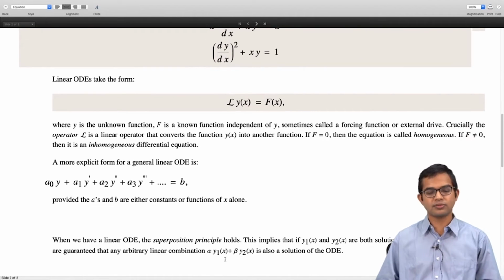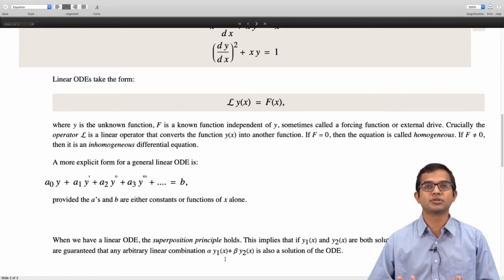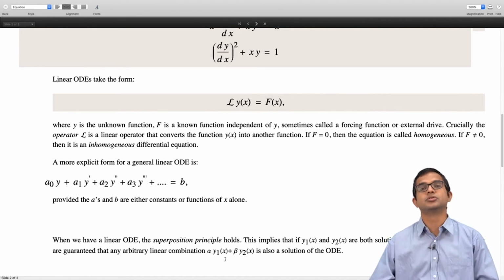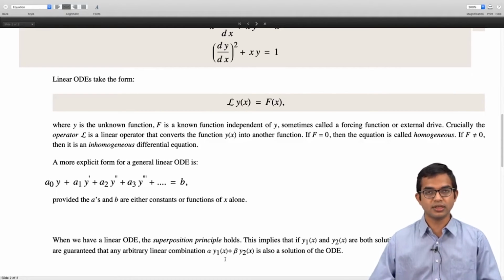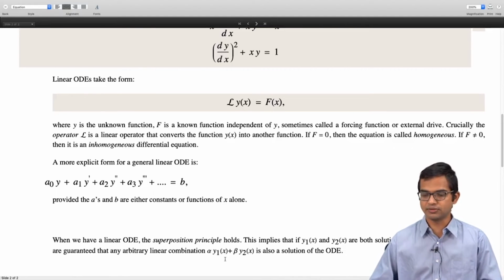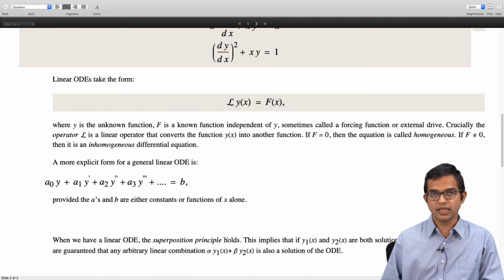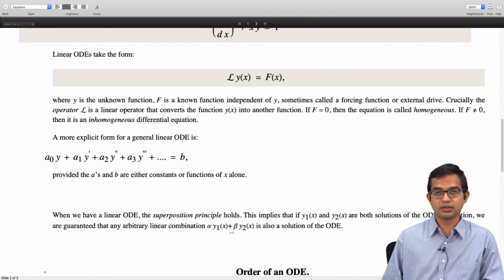So when you have a linear ODE, the superposition principle holds, which means that if you can find two different solutions, then an arbitrary linear combination of these two solutions is also a solution of the ordinary differential equation, right? So this will break down if there is any nonlinearity in y. You can take up some simple example and check it for yourself. So the thing about linear differential equations is that superpositions of solutions are also solutions. It's a key aspect of linear ODEs.